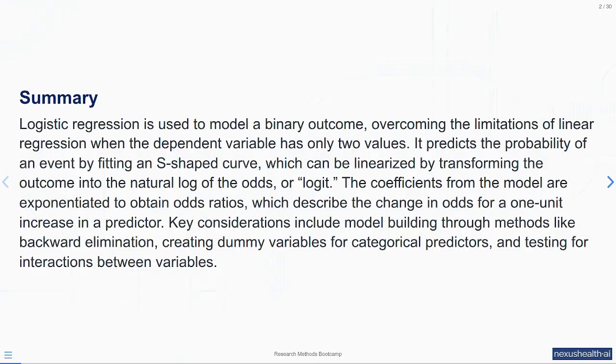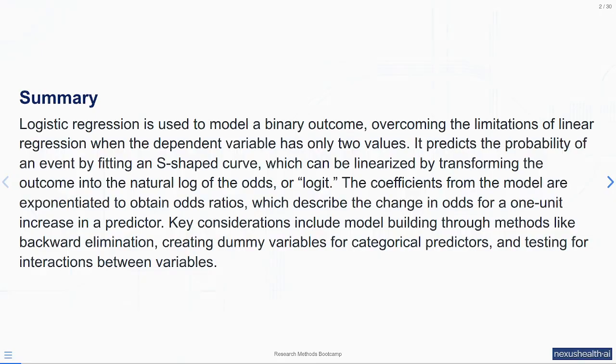In this lecture, we shall look at how logistic regression is used to model a binary outcome, overcoming the limitations of linear regression when the dependent variable has only two values. We shall look at how we use logistic regression to predict the probability of an event by fitting an S-shaped curve which can be linearized by transforming the outcome into the natural log of the odds, or the logit function.